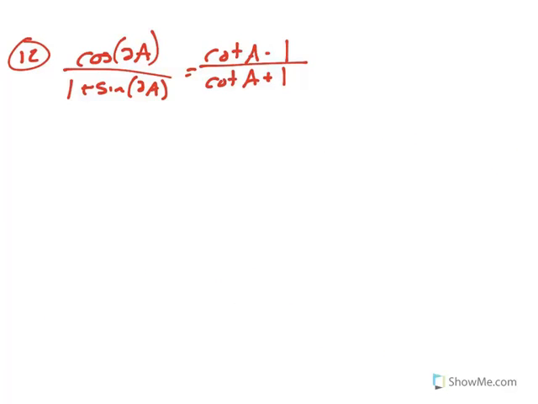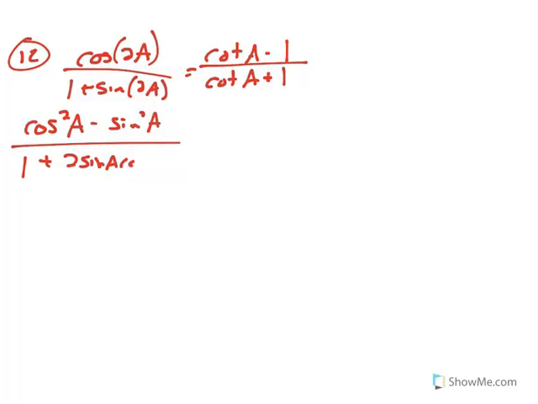Just to verify that this is an identity, which means make the left and right side the same. The left side is a double angle identity. The numerator is going to be cosine squared of A minus sine squared of A. The denominator is also a double angle identity, after the 1, of course, which would be 2 sine of A cosine of A. At this point, the left side frightens me.